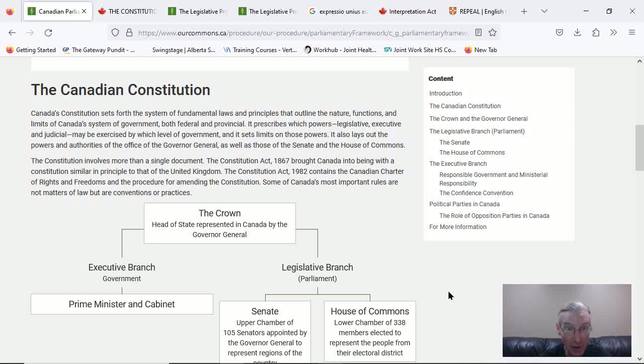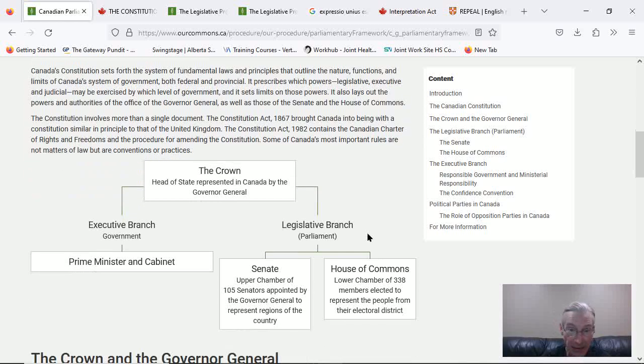The Constitution involves more than one single document. The Constitution Act, 1867, brought Canada into being with a constitution similar in principle to that of the United Kingdom. The Constitution Act 1982 contains the Charter of Rights and Freedoms and the procedure for amending the Constitution. Some of Canada's most important rules are not matters of law, but are conventions or practices.